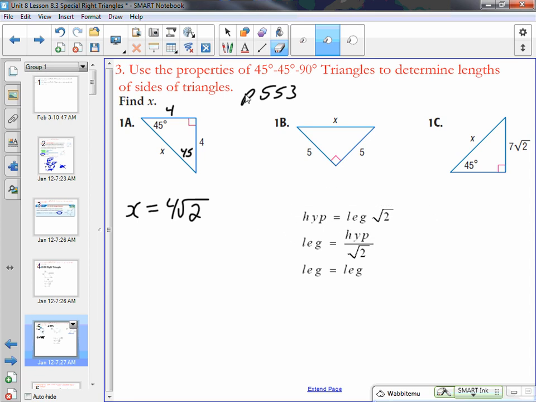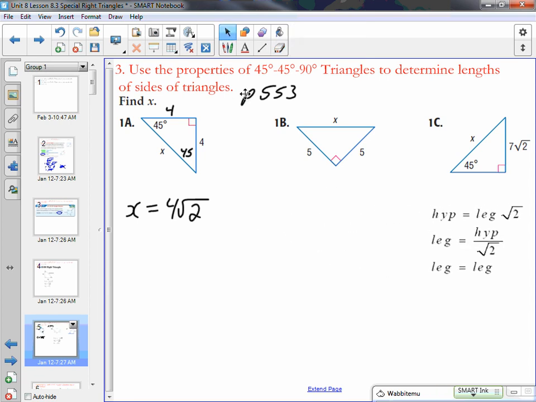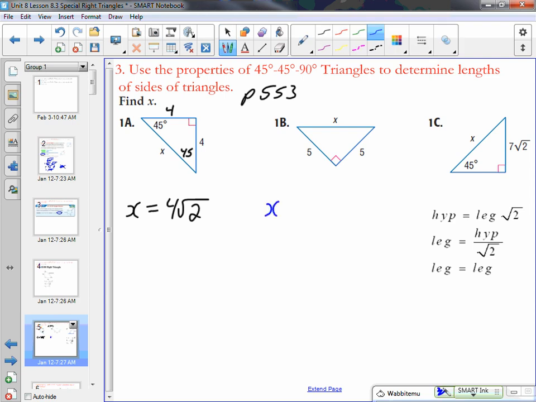All right. 1B. X is the hypotenuse again. Hypotenuse. Well, is it a 45, 45, 90? Yeah, because if you have a right triangle where the legs are congruent, it's a 45, 45, 90. So we're using this again. Hypotenuse equals leg times the square root of 2.